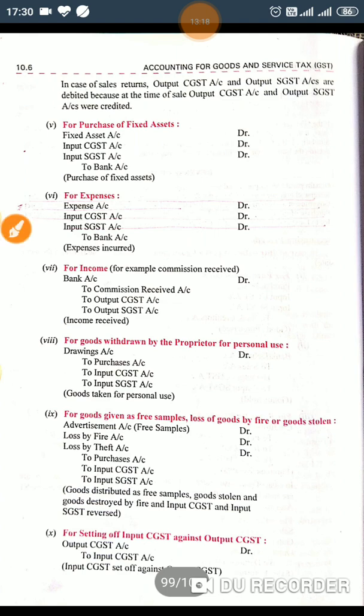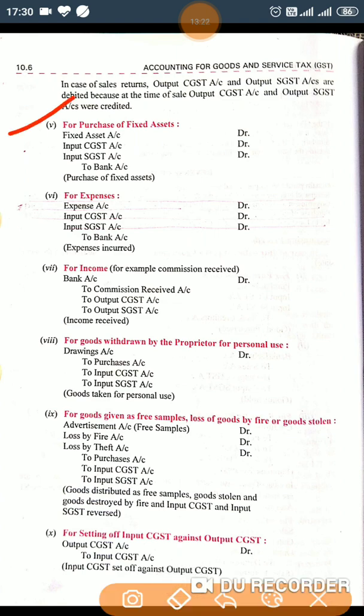Now next is purchase of fixed asset. If you are purchasing fixed asset, it is increasing in your business, so fixed asset account is debited. And at the same time, whatever the GST you are making payment, input CGST and input SGST will be debited, and you are making payment through cheque, so bank will be credited. Asset is decreasing, so bank balance is decreasing, so it should be credited.